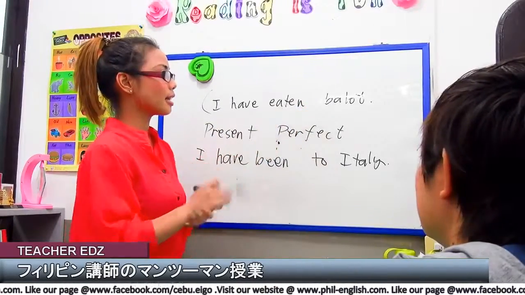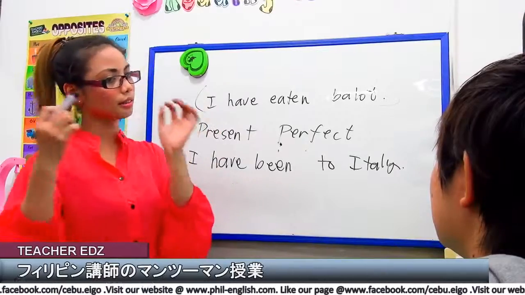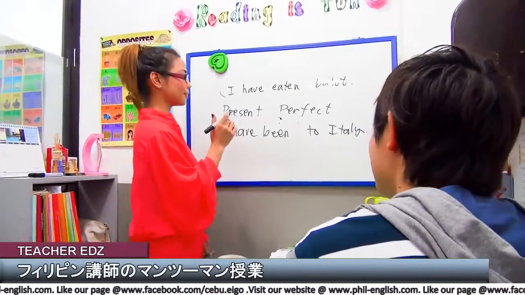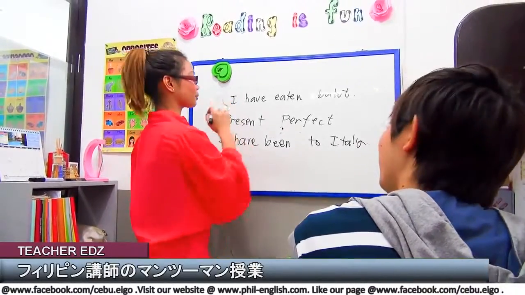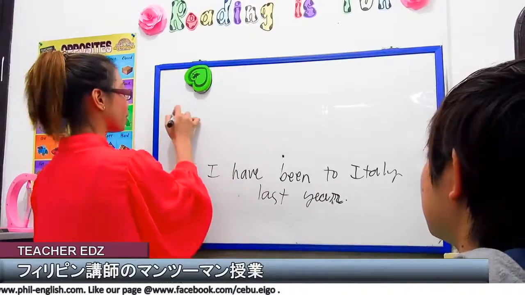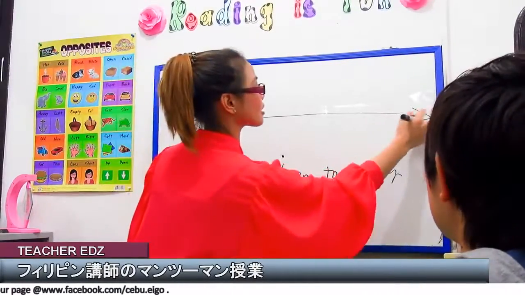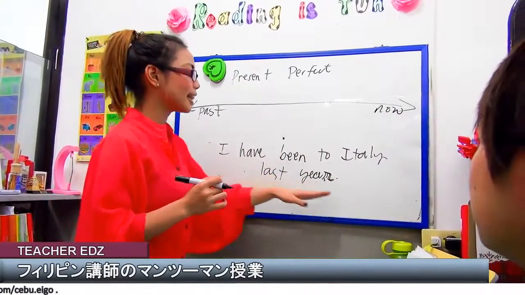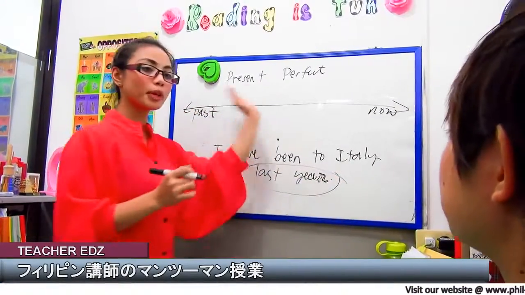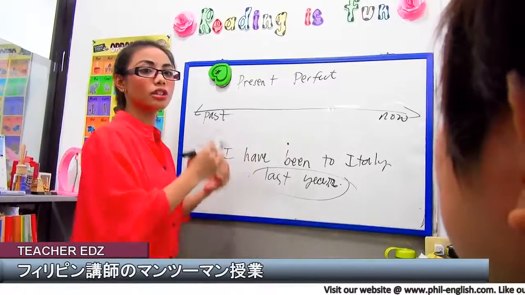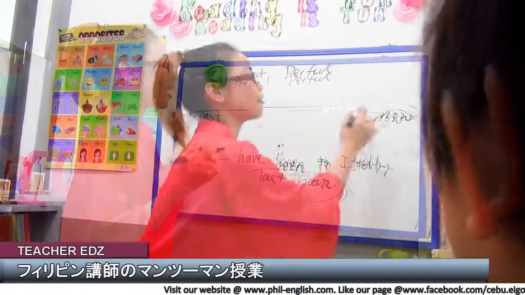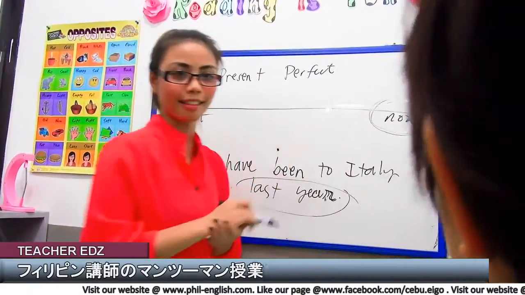This sentence tells something about your experience in your life. For example, I have been to Italy last year. Is it correct? I'm going to show you a timeline first. I have been to Italy last year is wrong. Why? Because of last year. When we use the present perfect, we don't just talk about finished actions, alright? So we talk about actions that have a connection to the present.